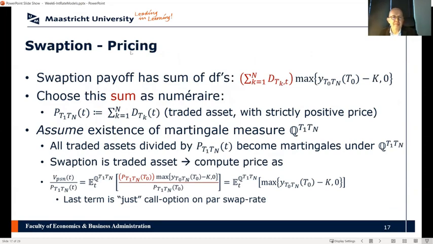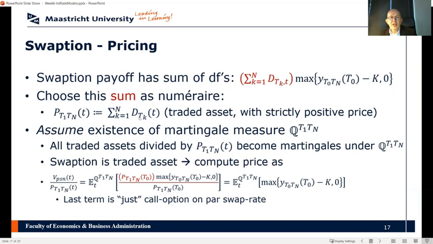Let's take a look at the swaption. The swaption payoff has this sum of discount factors sitting in front, and then you have this swap payoff y minus k, or this option type of payoff y minus k. So let's choose this sum as the numeraire. I'm going to introduce a special symbol: P t1 tn at time small t is the market value at time small t of the sum of these discount factors.